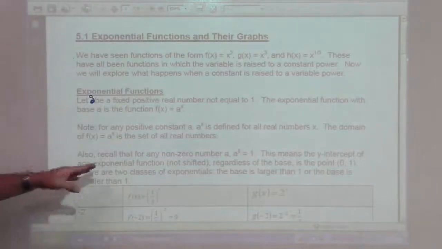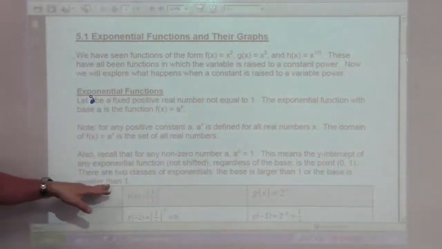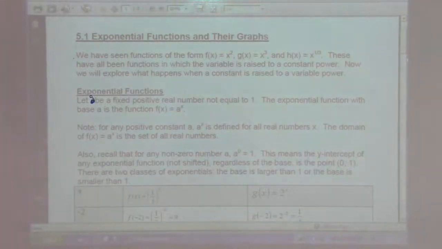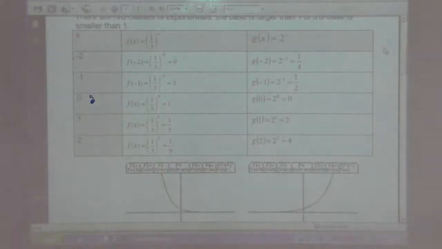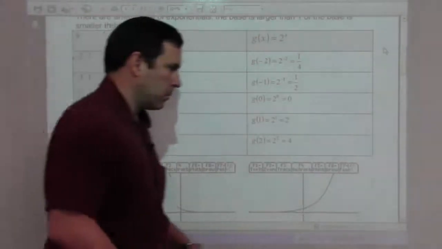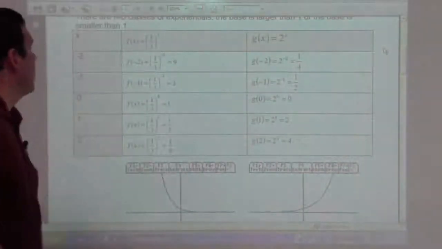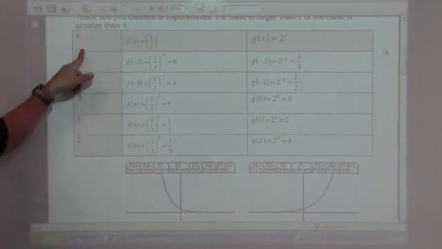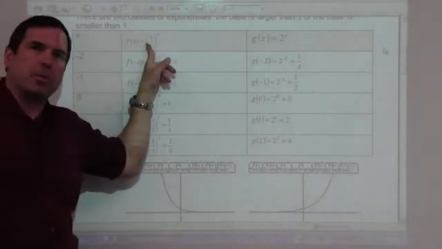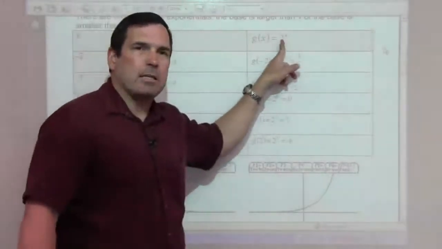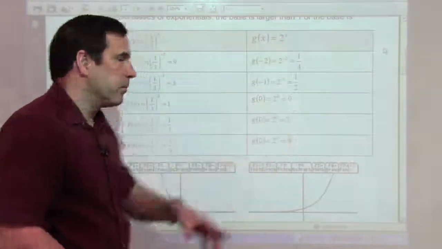There are two classes of exponentials, the base being larger than 1 and the base being between 0 and 1, or smaller than 1. So here are some values, for example. Here are our x values. F of x equals 1/3 to the x. So this is the case where the base is between 0 and 1. And here's a case, g of x equals 2 to the x, where the base is bigger than 1.